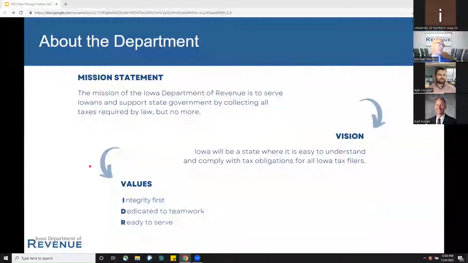With that out of the way, we also have a slide here with the department's mission statement, vision, and values. I won't go over that in detail, but that is there if you'd like to read that later.